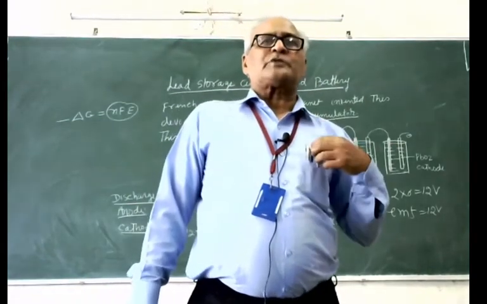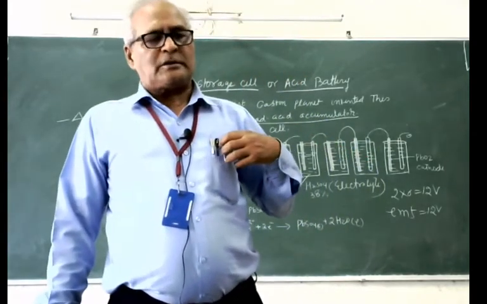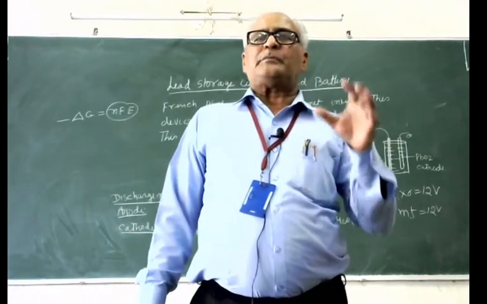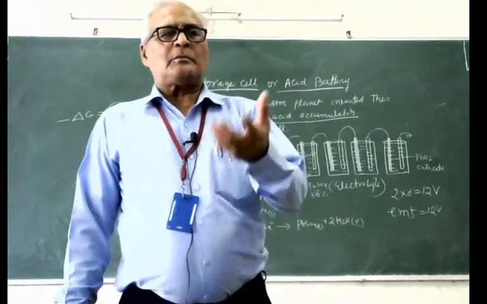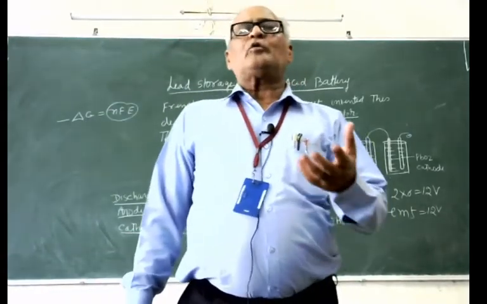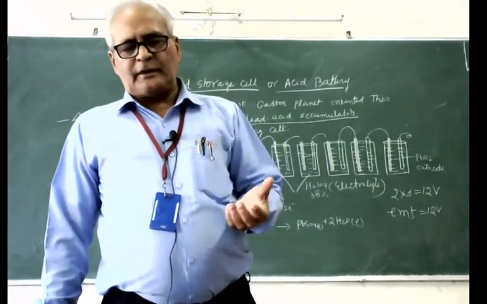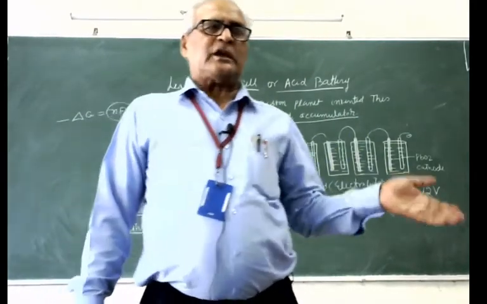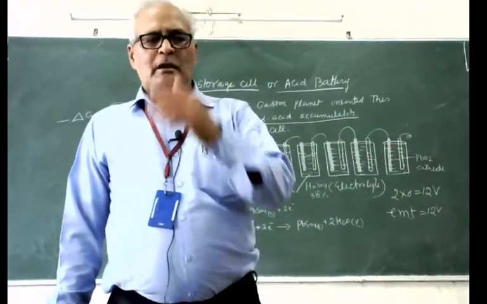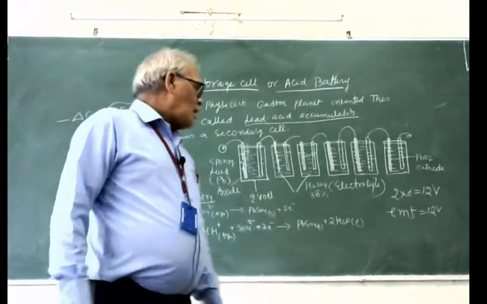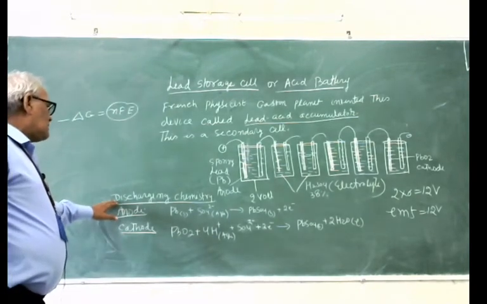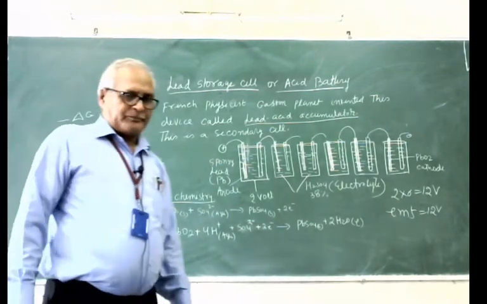So the concentration of sulfuric acid is also very important, and this concentration can be measured by an instrument, a hydrometer. In this way you can get the density of the sulfuric acid. If the density decreases, you should understand that the battery is discharging. So these are the chemical reactions involved in discharging of the battery.